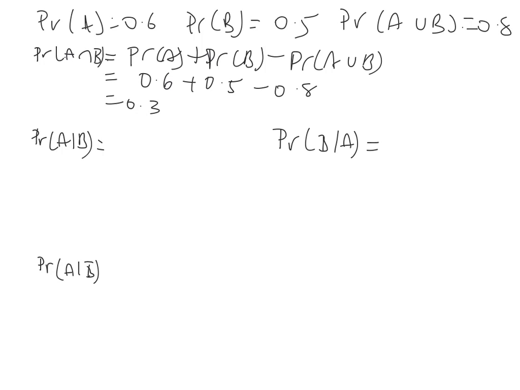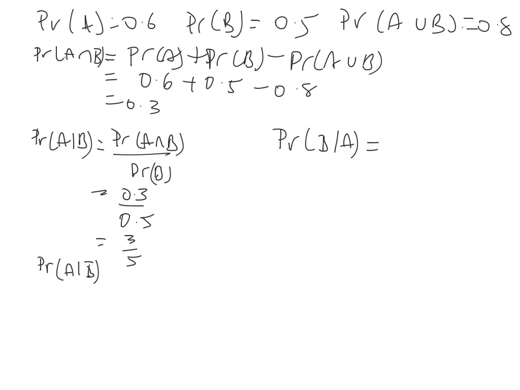So now we're going to try and find A given B. According to our formula, that is the probability of A intersecting with B over the probability of B. In the last question, we found A intersecting with B, 0.3 over 0.5, which ends up being 3 over 5.